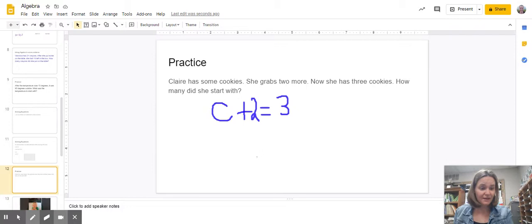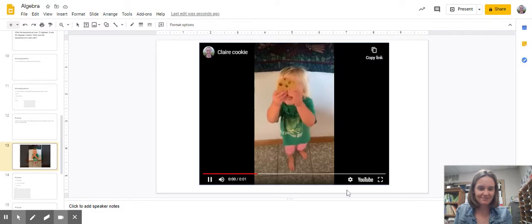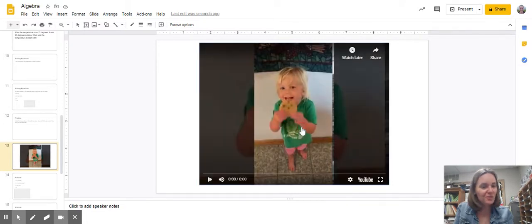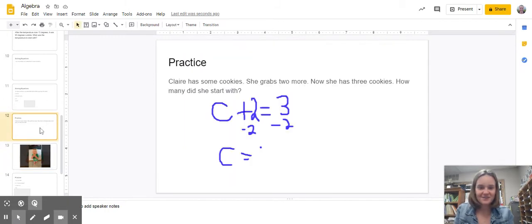Yes. Okay, now algebraically, the C is with a plus 2, so I need to subtract 2 on this side. So I need to subtract 2 on this side. So C equals, plus 2 minus 2 is nothing. We don't care about it. 3 minus 2 is, the answer is, let's ask Claire. What'd you say? 1 cookie? That's right, 1 cookie. So up here, your answer is 1, because 3 minus 2 is 1.